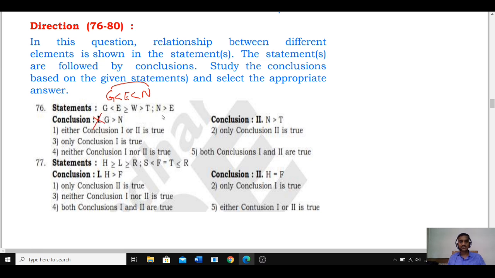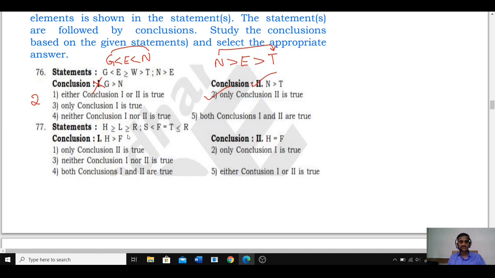Now the relation between N and T. Where is N, where is T? Which element is common? N greater than E and E greater than T. N greater than E, E greater than T, so N greater than T. And so what is your answer? Only 2 follows. Only 2, that is choice 2.